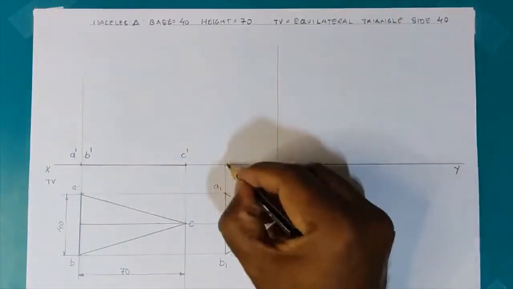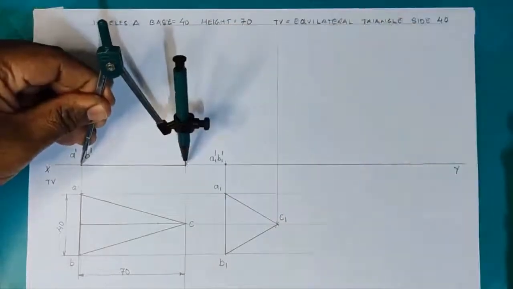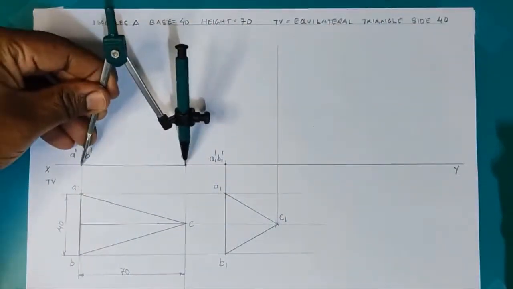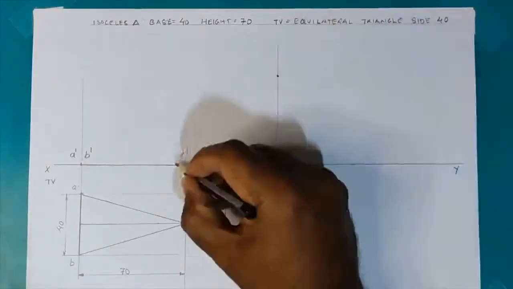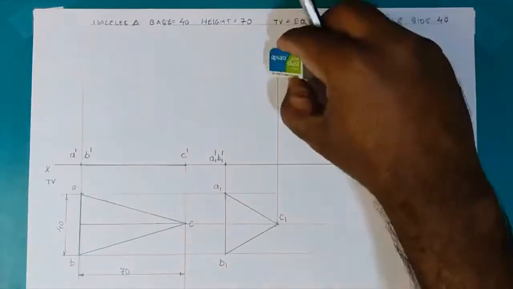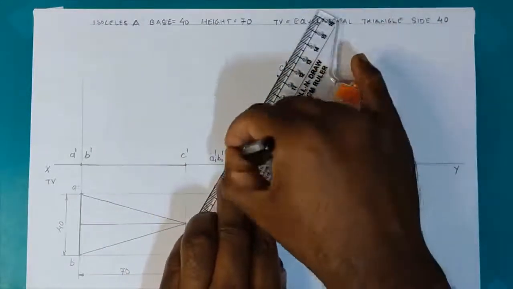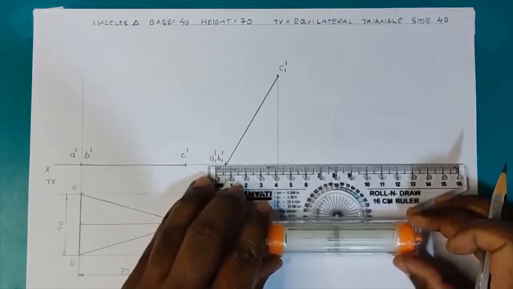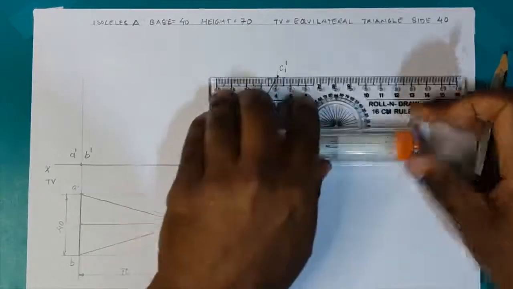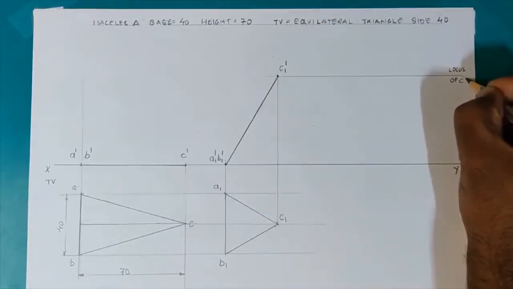Now I project the corners into the front view and I obtain the points A1 dash, B1 dash in the front view. To obtain C, I take the distance from the first stage as shown, keep it on A dash, A1 dash, B1 dash, mark it on the projector through C1. So I get C1 dash. Now I'll join points A1 dash, B1 dash with C1 dash point, and this is the front view with the surface inclination. I draw the locus of point C dash.